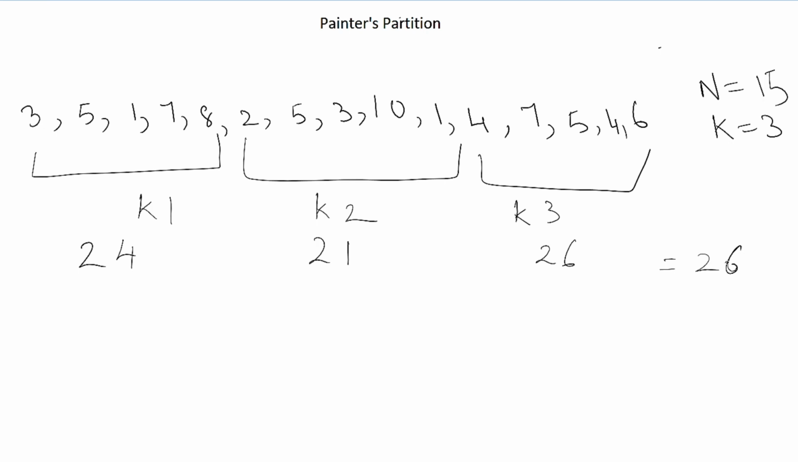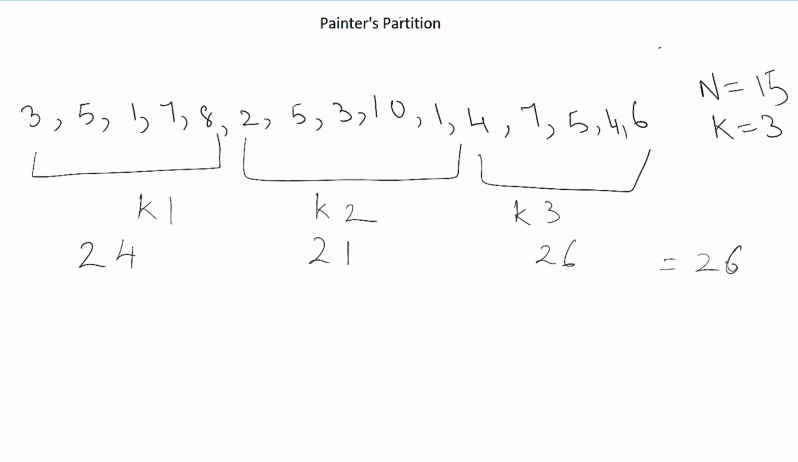We need to see that 21 will not be our answer, since when K2 completes the work, K1 and K3 will still be doing their work, and hence all tasks are not complete. We need to get the minimum time when all the tasks are complete. So the answer for this division will be 26. Now we need to minimize 26.